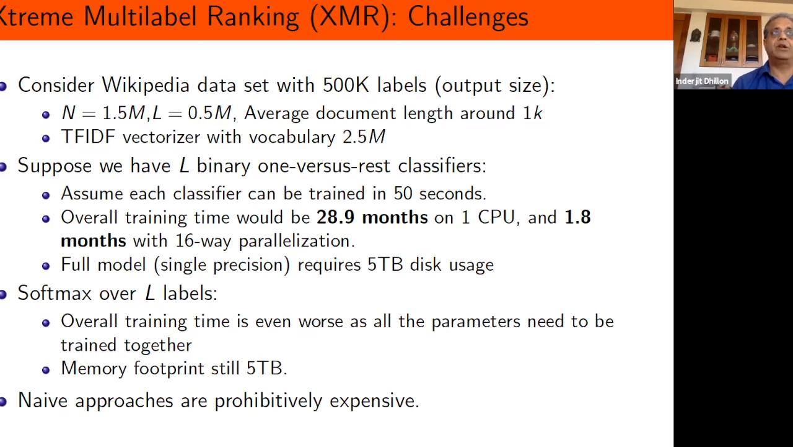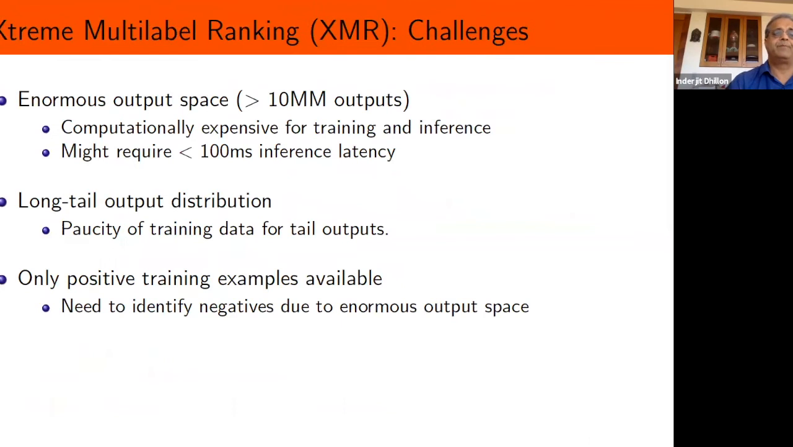And things don't get any better when you start using neural networks. The memory footprint is still very high. For example, if you have a softmax, the overall training time would be very bad. So the conclusion is that these naive approaches are just prohibitively expensive. So you can use some of the low rank techniques that I talked about before. Yes, that is a possibility. But then the inference time still is linear in the number of labels.